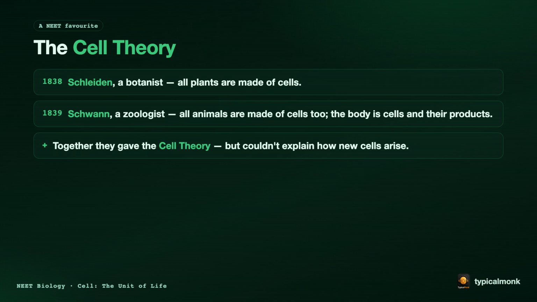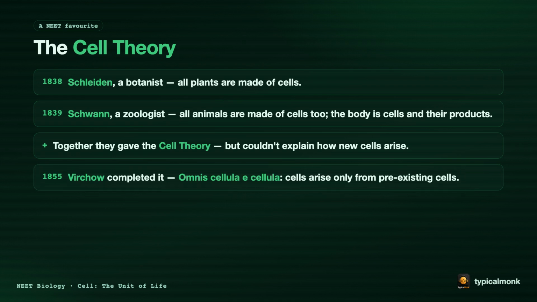But one gap remained. They could not explain how new cells arise. That gap was filled in 1855 by Virchow with the famous line, Omnis cellula e cellula. Every cell arises from a pre-existing cell.